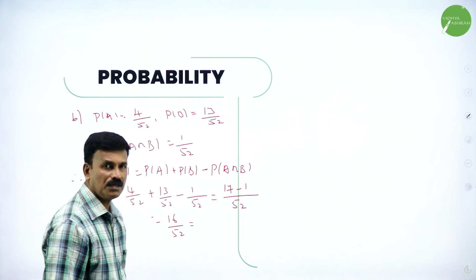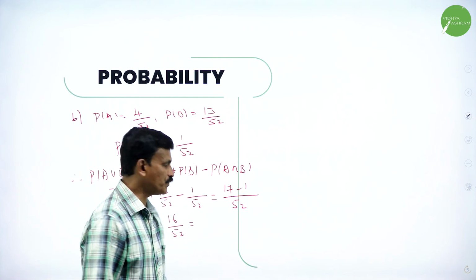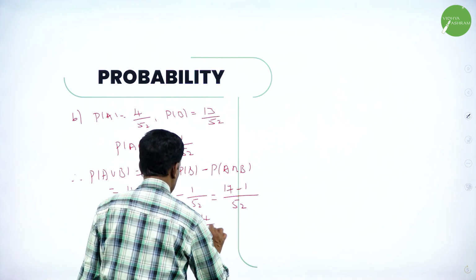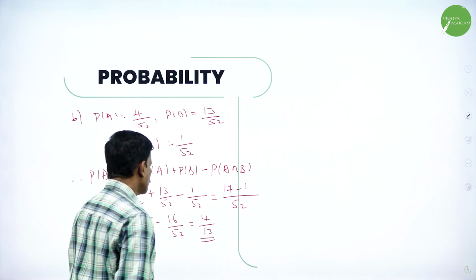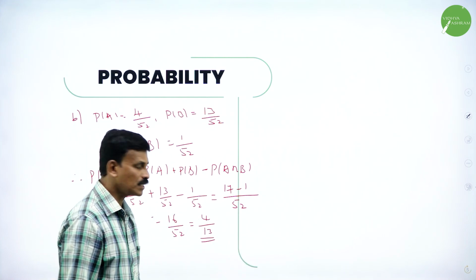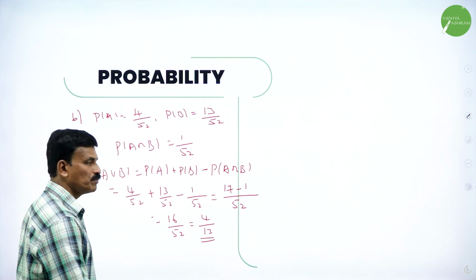Divide it. 16 by 52. Okay, so if you divide by 4, 4 4s are 16, 4 13s are 52. So 4 by 13 is the required probability. Now, see here, very simple concept.